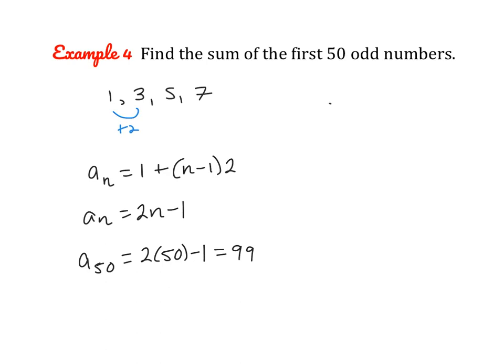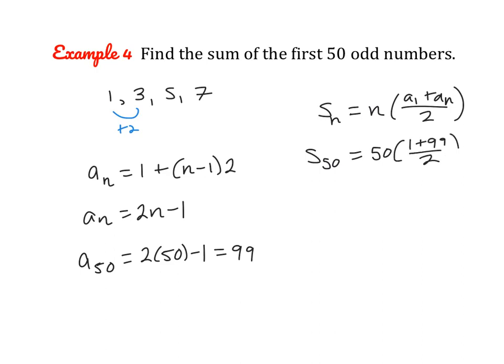So now we have everything we need for this formula to find the sum of the first n terms, which is n times a sub 1 plus a sub n all over 2. So the sum of the first 50 odd numbers is 50 times 1 plus 99 over 2, which gives us 2,500.